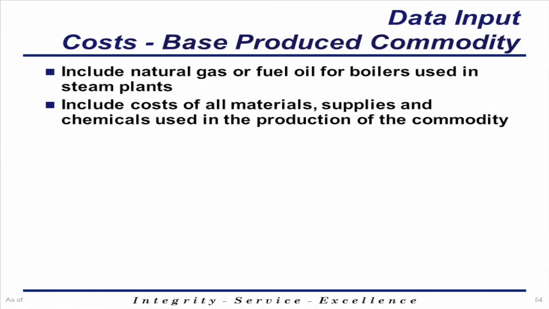Now for the next slide, we talk about including natural gas or fuel oil for boilers used in steam plants, and also including cost of all materials, supplies, and chemicals used in production of the commodity. We just want to remind you that those are some of the utility expenses that you may not think about when you're trying to find the information to calculate your rates. So we need you to go there and look for those because those are part of your base produced commodity.